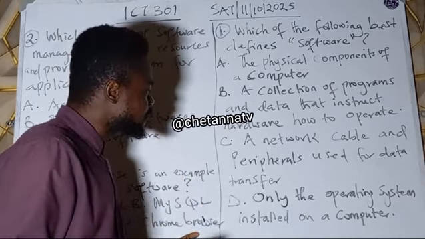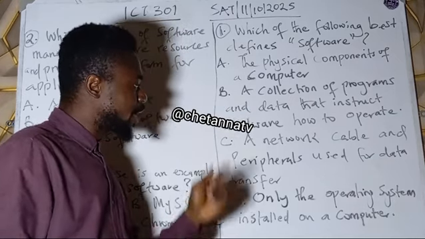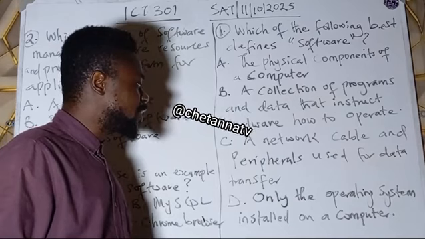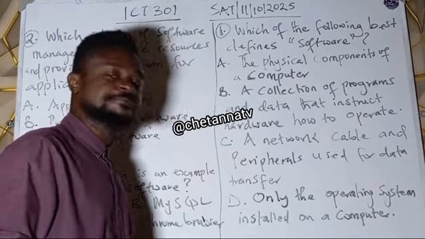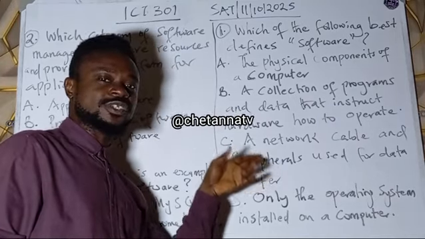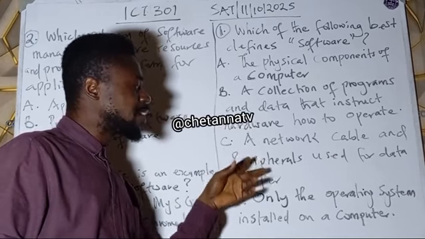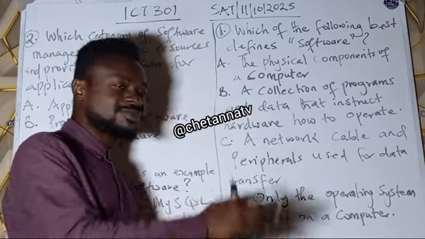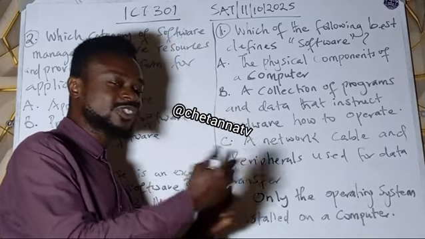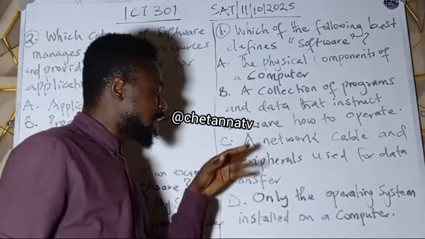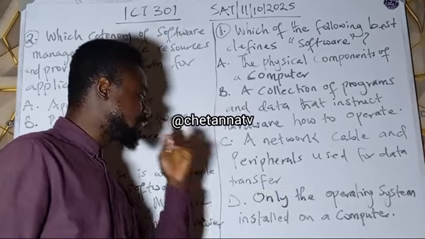Option C says a network of cable and peripherals used for data transfer. This is not the definition of software. This one talks about hardware accessories. So these network cables, peripherals, and those used for transfer of data make up what we call accessories. So hardware accessories. So C is not the answer.